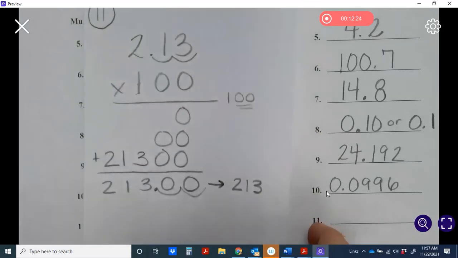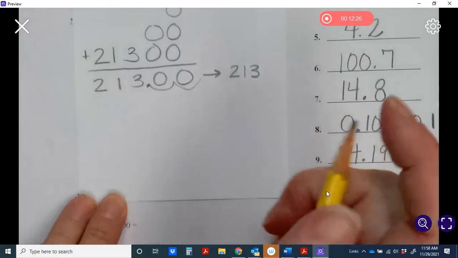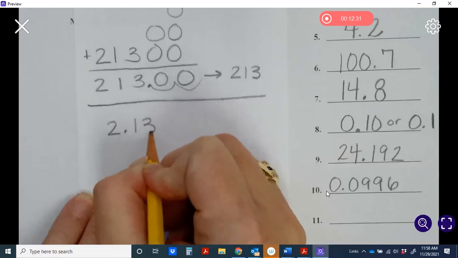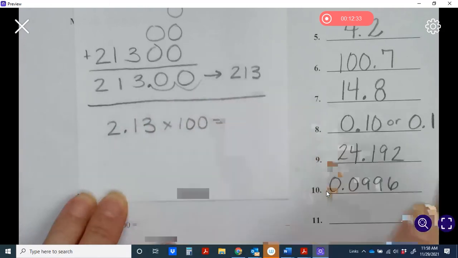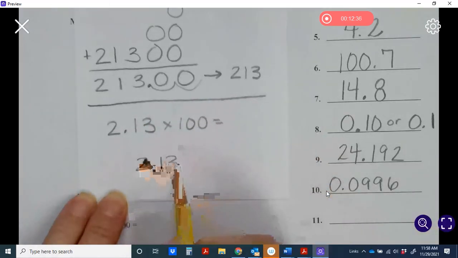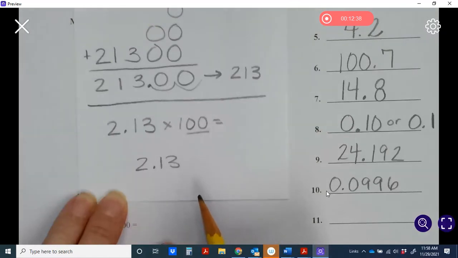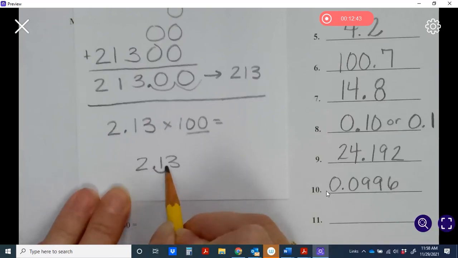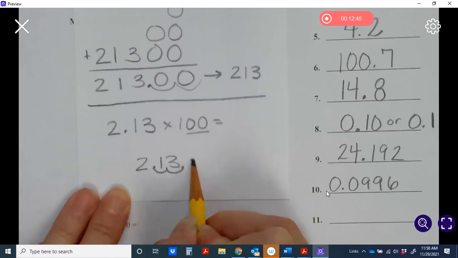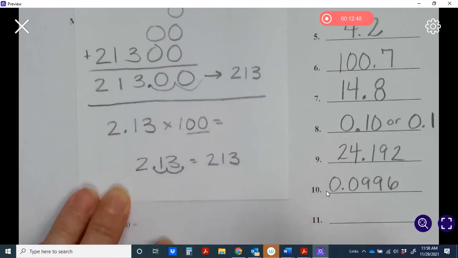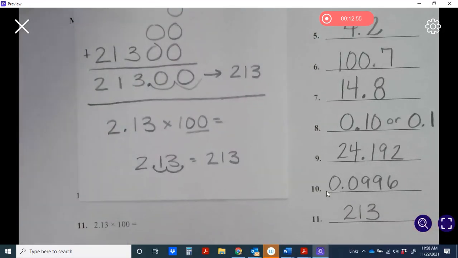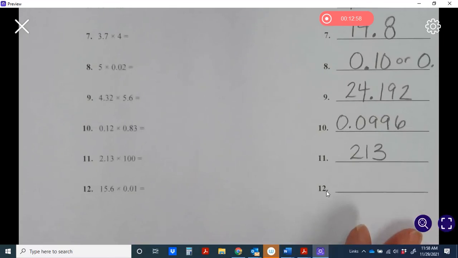Now, like we had in our other problem above when we multiplied by 10, this is a power of 10 problem. So really, because we're multiplying by 100, which has 2 zeros, we could just go to the right with a decimal point twice, 1, 2, to the right. So our answer would be 213, instead of doing all that arithmetic. So for question number 11, you should have 213. All right, and we're doing great here.